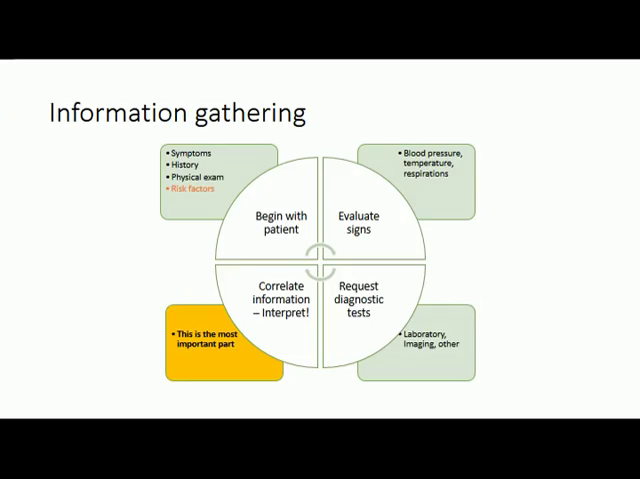How is diagnosis made? All diagnoses begin with a similar decision-making process in which data is collected, analyzed, integrated, and interpreted, beginning with the collection of symptoms, history, and physical exam, considering the individual risk factors. This is the patient factor. We evaluate signs, including blood pressure, temperature, and respirations, request and interpret diagnostic tests such as laboratory and imaging, and then correlate the information. The interpretation and correlation is by far the most important part of formulating a diagnosis.